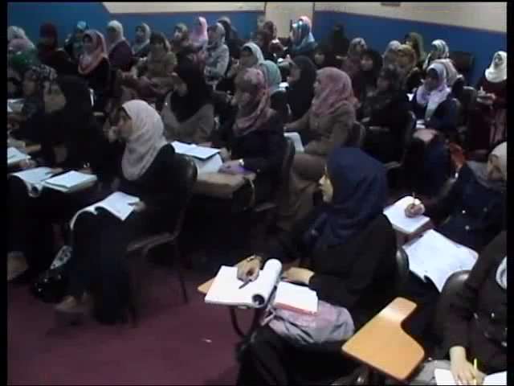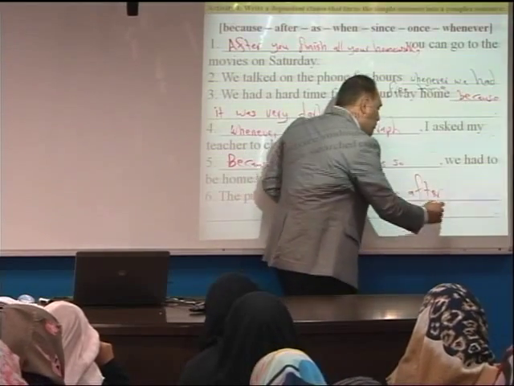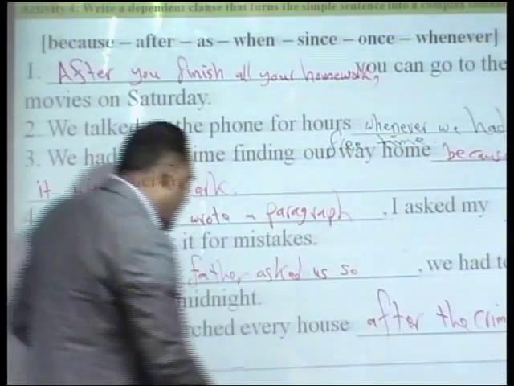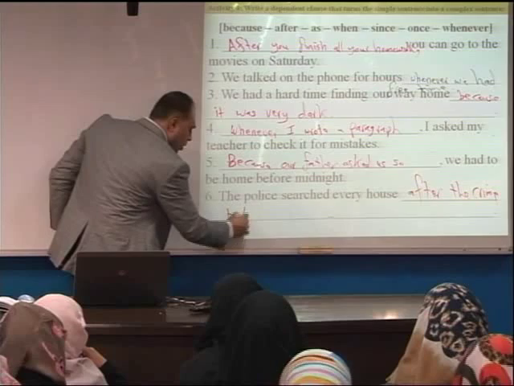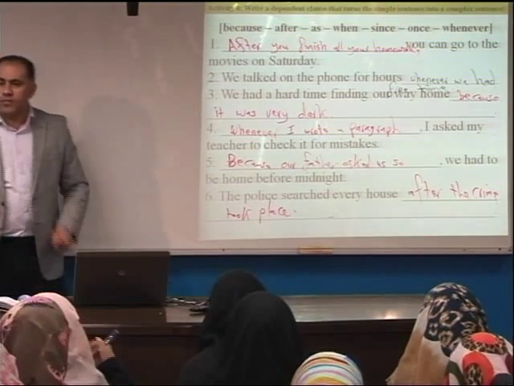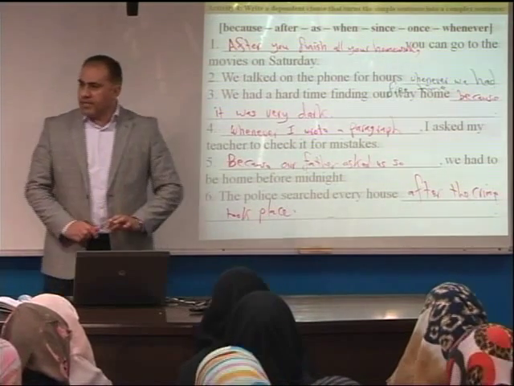Or, after the crime happened. After the crime. Let's see the easy one. After the crime took place, or happened, took place. Okay? Is that correct? Yes. So these are all examples again of complex sentences.